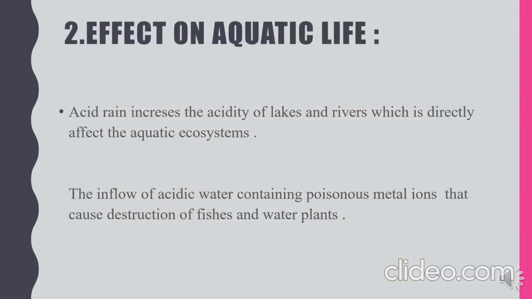Effect on aquatic life. Acid rain increases the acidity of lakes and rivers, which directly affects the aquatic ecosystem. The inflow of acidic water containing poisonous metal ions causes destruction of fishes and water plants.